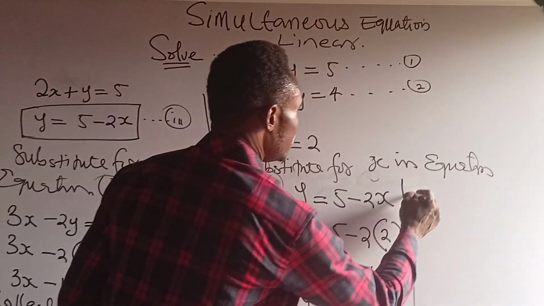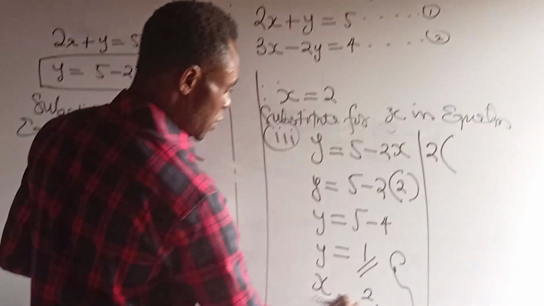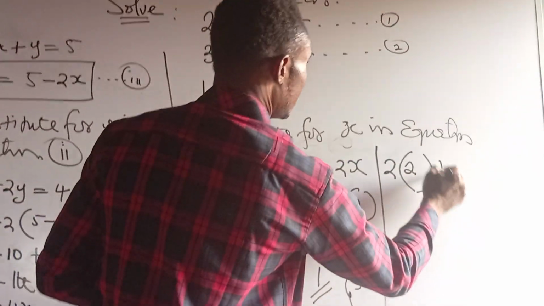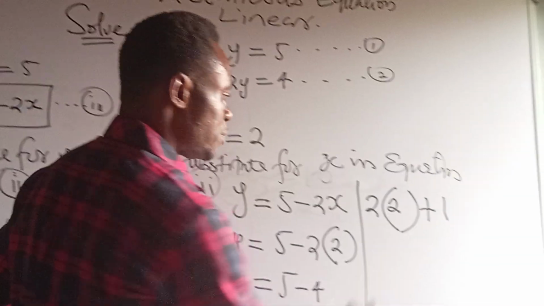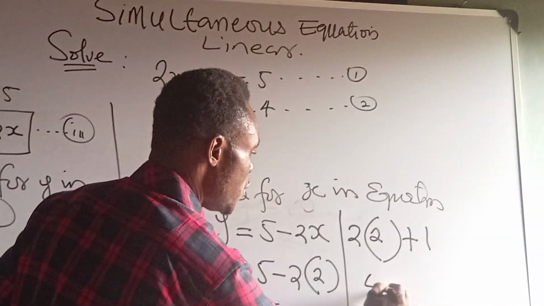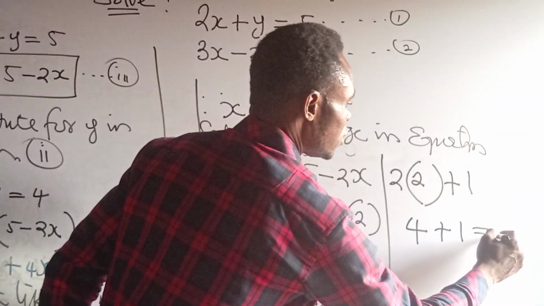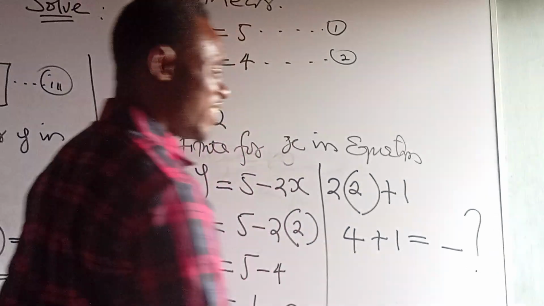Therefore we now have 2 bracket, x is 2, we put 2 there, bracket closes. We have plus 1. Sum them together. Open this bracket by multiplication. 2 times 2 will give you 4, plus 1 equals what? Tell us the answer in the comment section to see whether I got the answer.